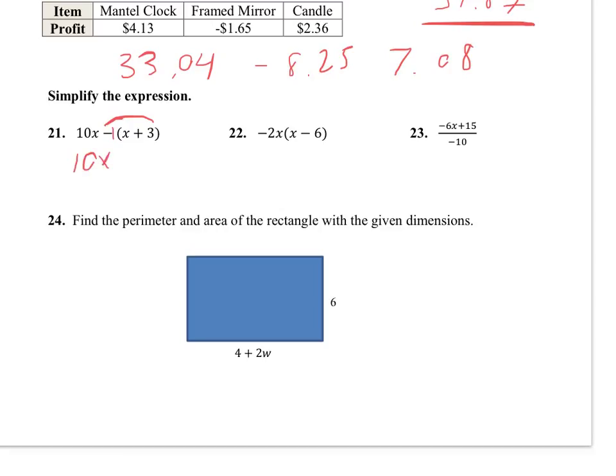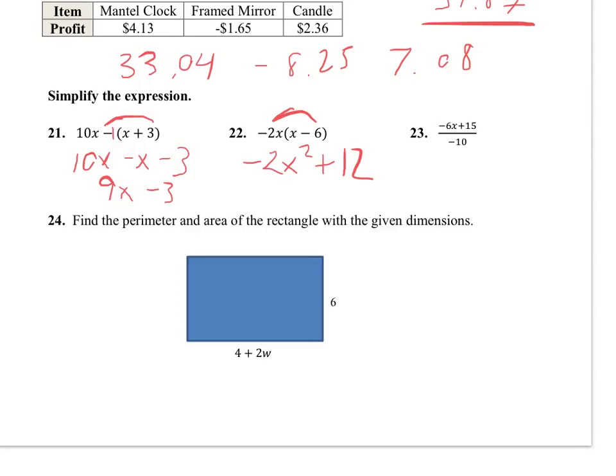So now I have 10x minus 3. Well, 10x minus an x, that should just give me 9x minus 3. Number 22, distributing everything in, that should be negative 2x squared plus 12. And on 23, ooh, this one's kind of tricky.